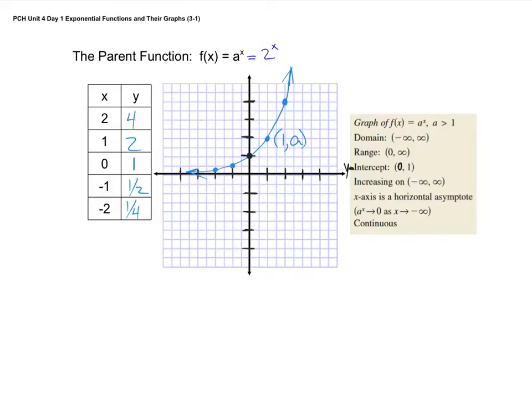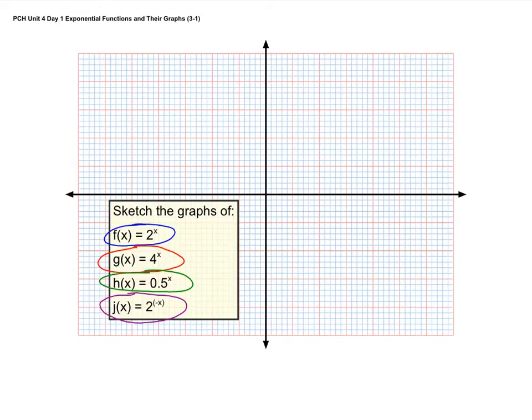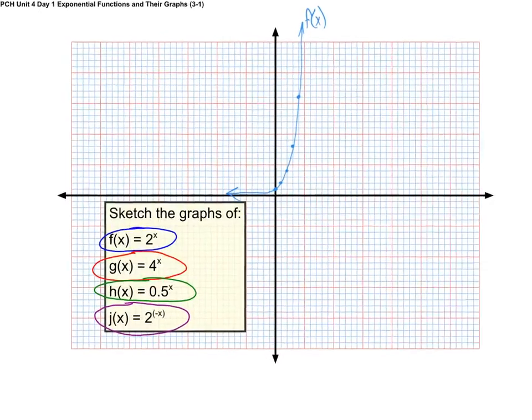Okay, so that's our basic parent function. Re-sketch this, and I want you to see these side by side with some others here. So we have the points 0, 1, 1, 2, 2, 4, 3, 8, 4, 16. Okay, so we have this graph here, and we're approaching that asymptote. Okay, so that's our f of x.